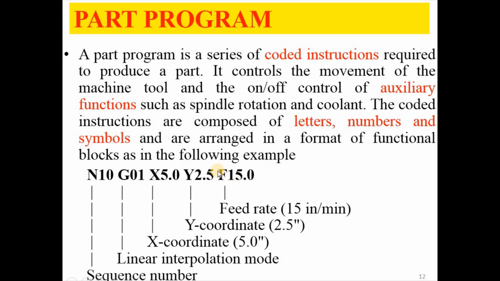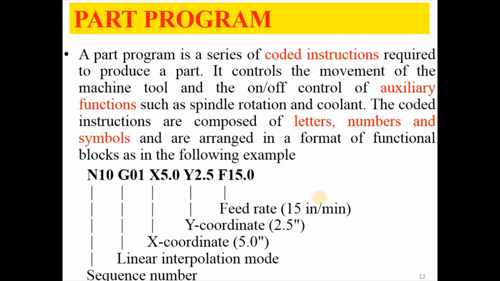So one part program is a series of coded instructions, arranged in blocks. Here I want linear interpolation related to the X, Y coordinates and feed rate. This is a coded instruction required to produce a part. It controls the movement of the machine tool and the on-off control of auxiliary functions such as spindle rotation and coolant on-off. Already we have seen the miscellaneous codes for coolant on-off, spindle on-off, spindle rotation. That coded instruction we are going to use for part programming.